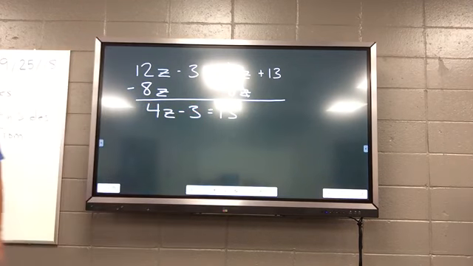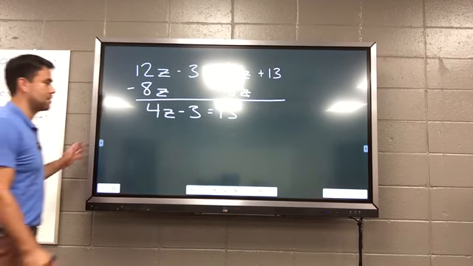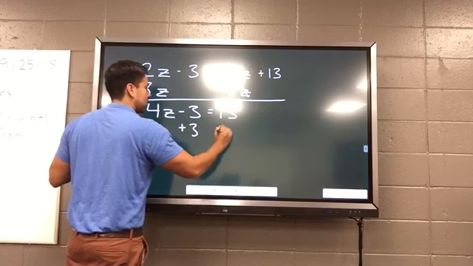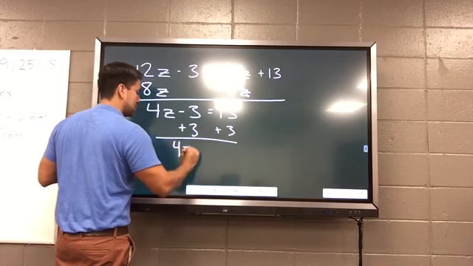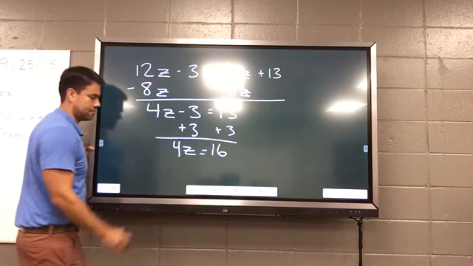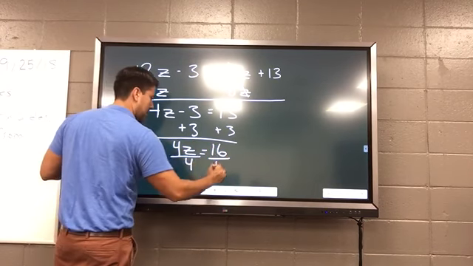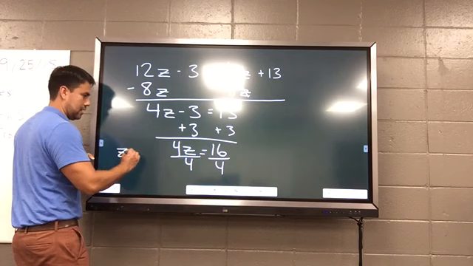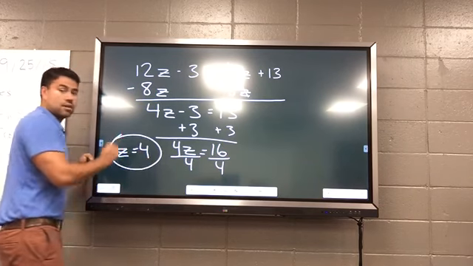All right, from here you should be able to work it out, because you did this yesterday and maybe some of you last night. Cole, finish this problem off for me. What do I do? Add 3 to both sides. I'm left with 4z equals 16. Next. Divide both sides by 4. I get z equals 4.